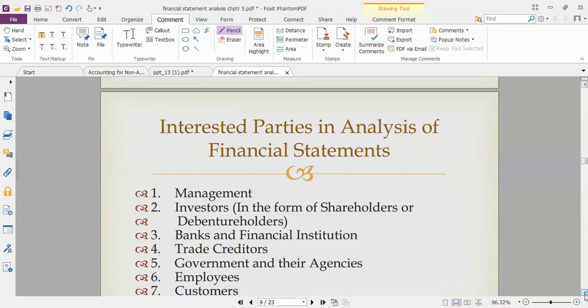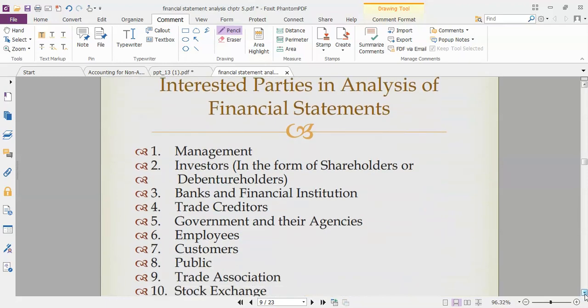The interested parties in analysis of financial statement. There are the interested parties. Who are the users of the financial statement analysis?